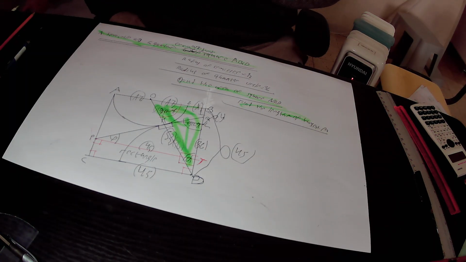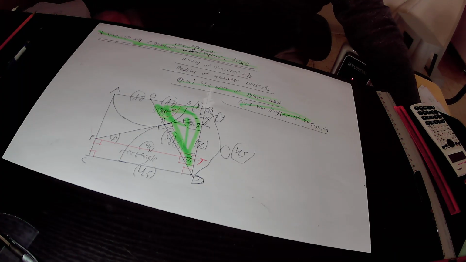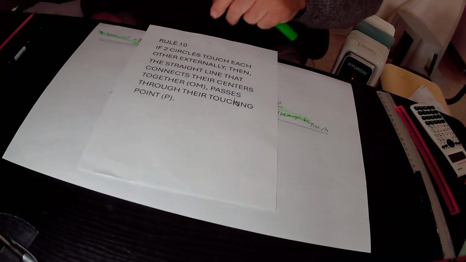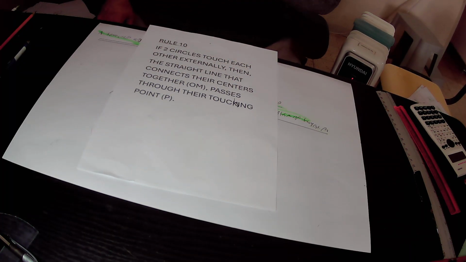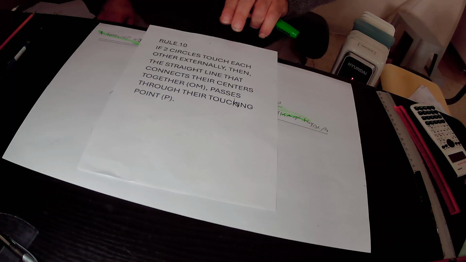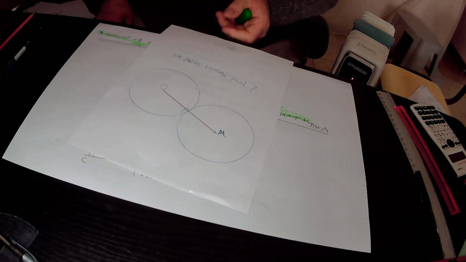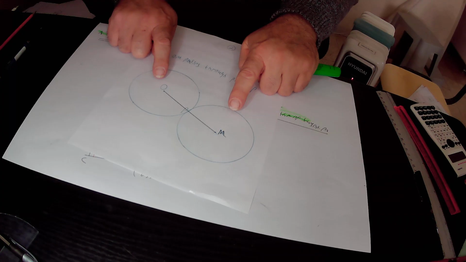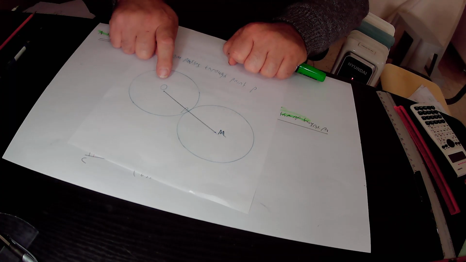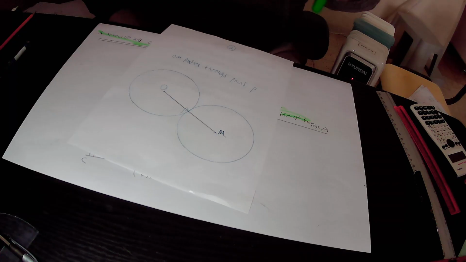The next step, implement rule 10 in our drawing. Let me quickly repeat rule 10. According to rule 10, if two circles, it could be two circles or two quarter circles, it doesn't matter, touch each other externally, then the straight line that connects the circles together passes through their touching point. In the drawing, you have those two circles that touch each other externally. This is point P. The center of this circle is at point O, and the center of the other circle is at point M. The straight line that connects the circles together is of course the straight line OM.